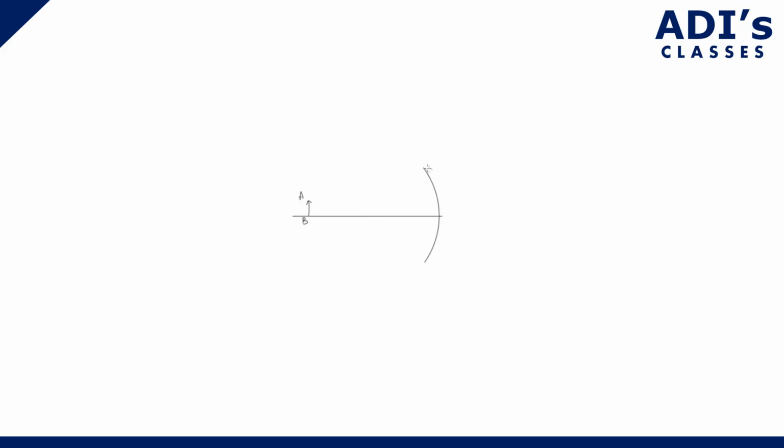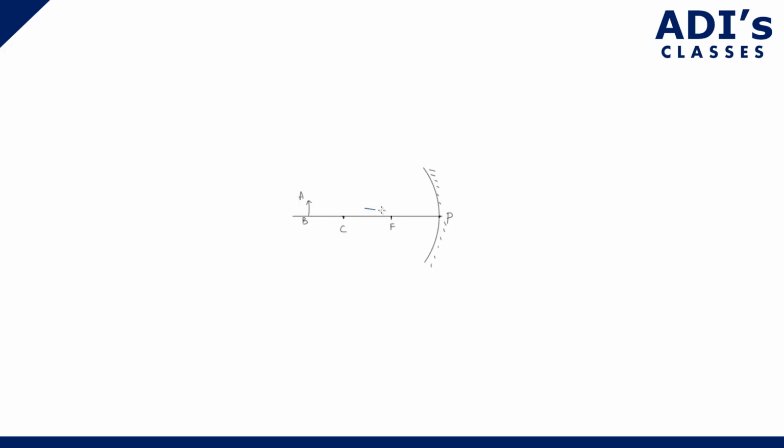Now from AB, a ray of light is coming. Since we are talking about concave mirrors, this is where you shade it. Now this is the pole. Anyway, the conventions you guys have to know right now. This is pole P. Then let's say this is the center of curvature C. Half of it is the focal length, correct? So this is the principal focus.